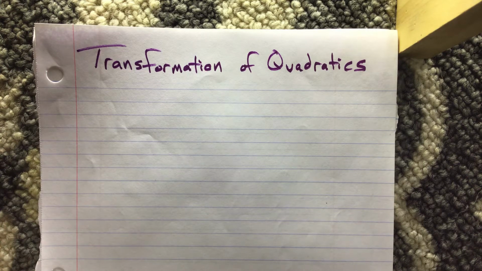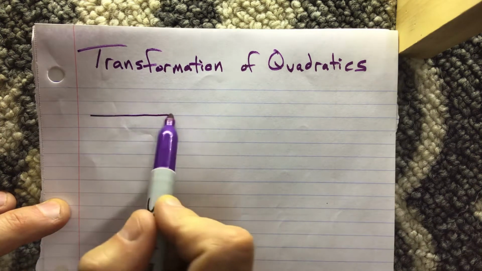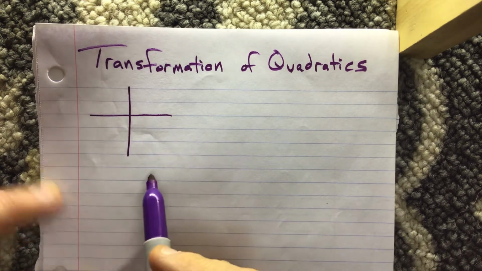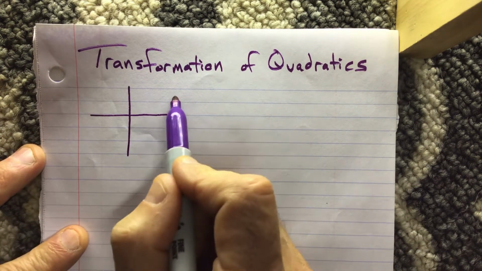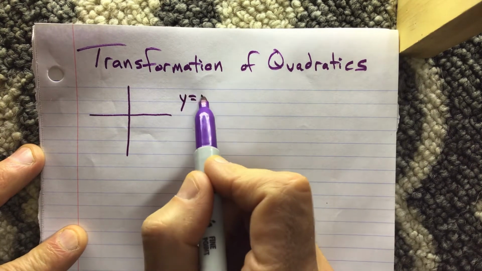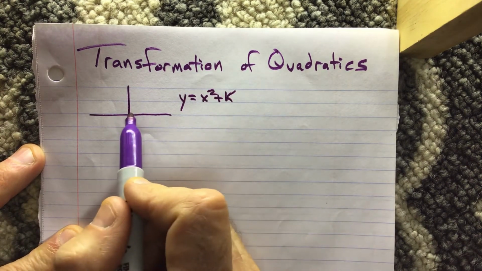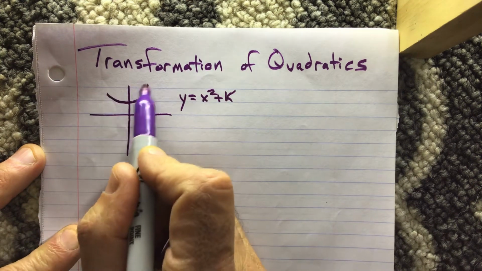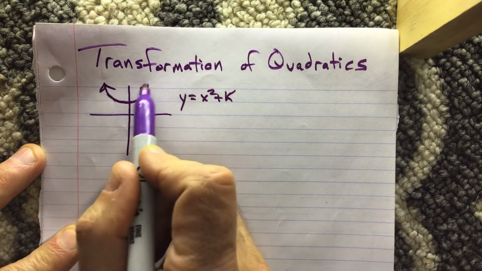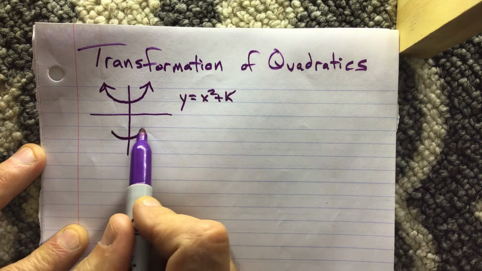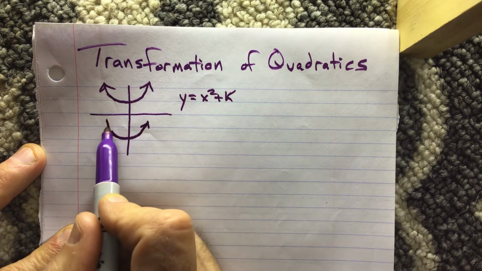Okay, so I want to summarize all the transformations to quadratics. So we have the parent function y equals x squared. We know that if we add something to that, call it k, it shifts it up and down, so your parabola ends up looking like this, or shifts it down, looks like this.